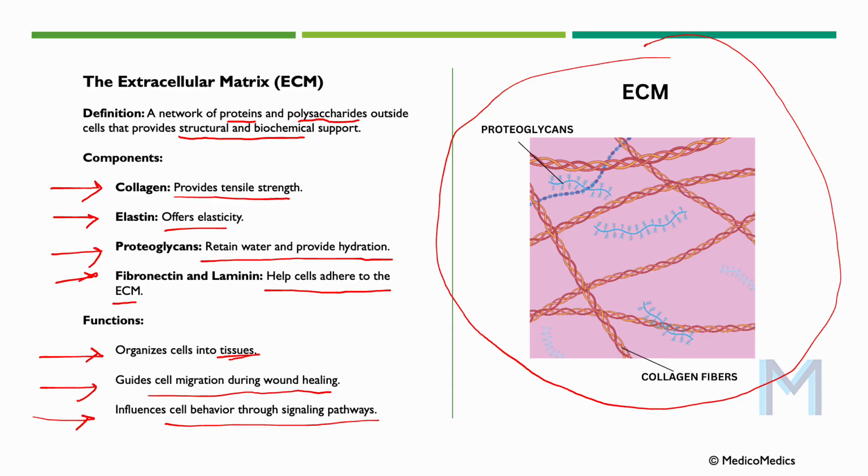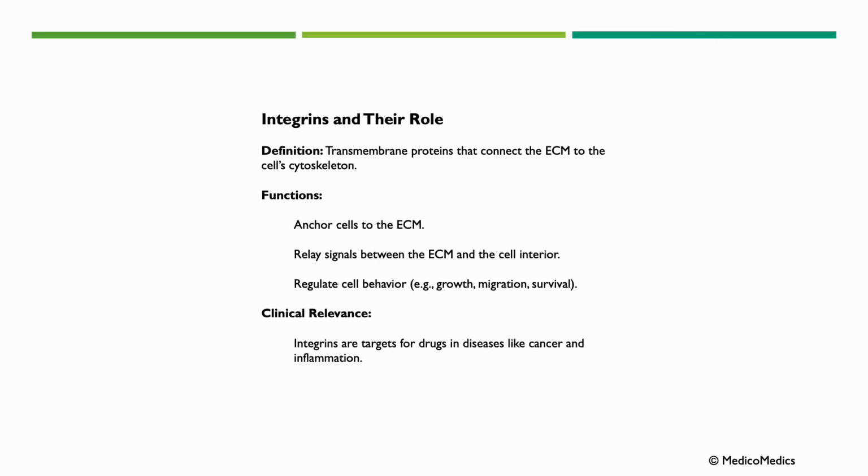Now let's look at integrins, the proteins that anchor the cells to the extracellular matrix. So integrins are transmembrane proteins that connect the extracellular matrix to the cell's cytoskeleton. Its functions include, first, to anchor cells to the matrix. Second, to relay signals between the extracellular matrix and the cell's interior. And it helps in regulating cell behavior, like growth, migration, survival, etc.